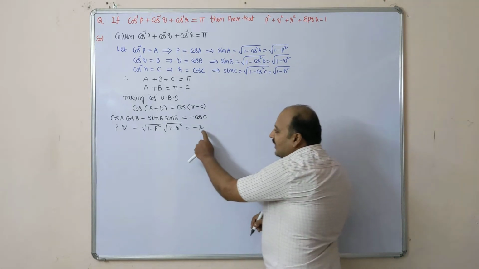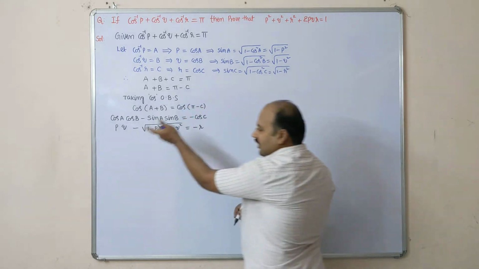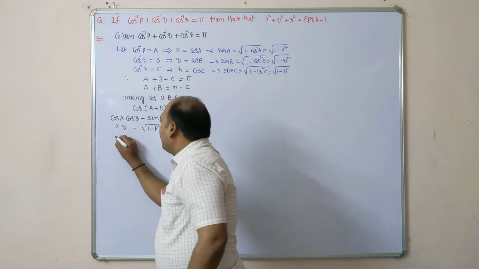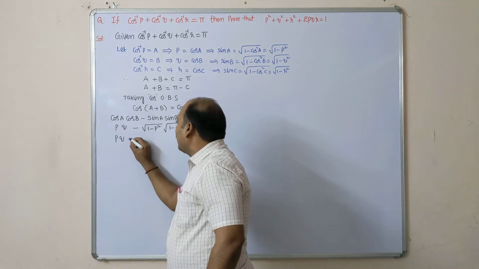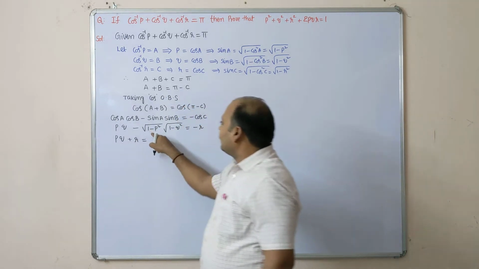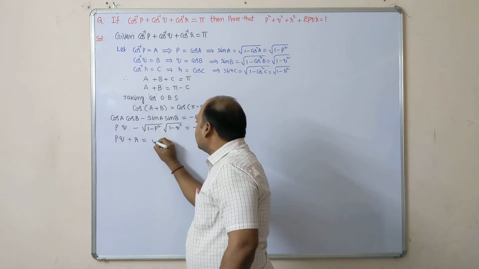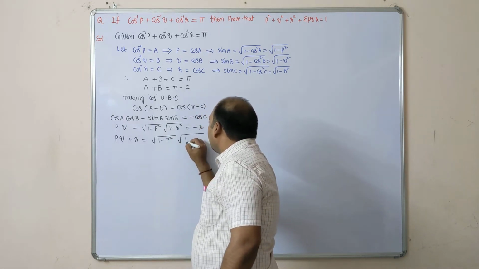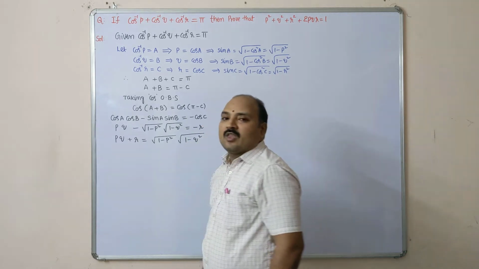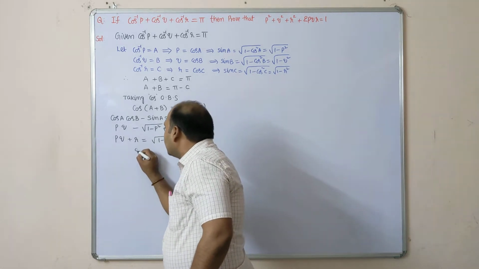What I am doing is taking minus R to this side, and this product to the other side. So PQ plus R is equal to minus of this value completely taken to this side: root over 1 minus P square into root over 1 minus Q square. Now squaring on both sides.